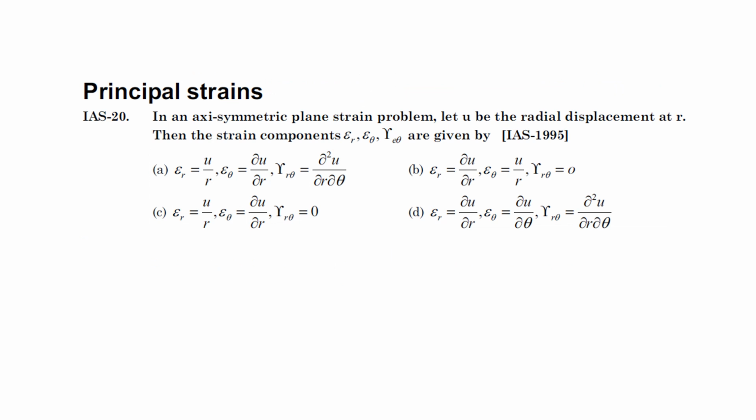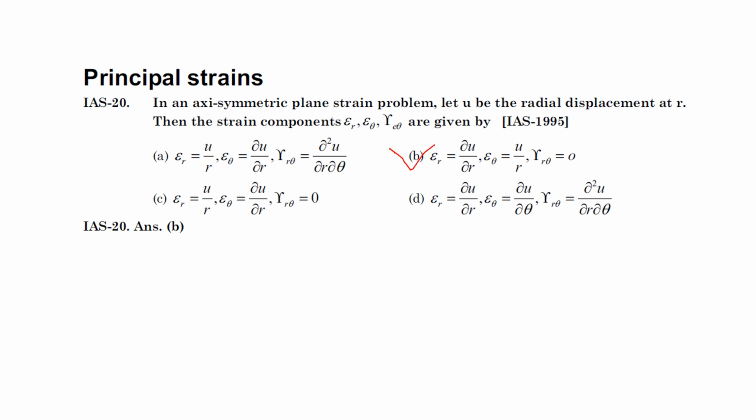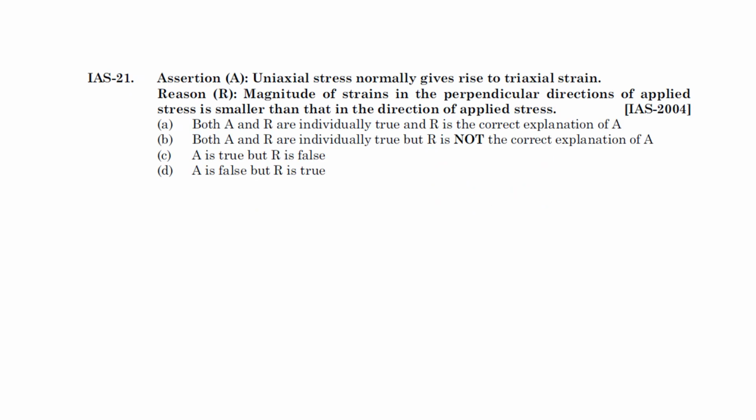फाइन. नेक्स्ट क्वेश्चन देखिए, ये फॉर्मूला बेस्ड क्वेश्चन है, इसमें ज़्यादा कुछ दिमाग लगाना नहीं, आपको पता है तो पता है, नहीं पता है तो नहीं पता है. ओके, in an axisymmetric plane strain problem, let u be the radial displacement at r, then the strain components epsilon r, epsilon theta, gamma r theta are given by. Okay, so it is actually B, बस आप याद कर लो कैसे आया, क्या आया, ये सब जरूरत नहीं है जानने का, तो बस इसको याद रखो. epsilon r is del u by del r, epsilon theta is u by r, और gamma r theta is equal to 0. So the answer is B.